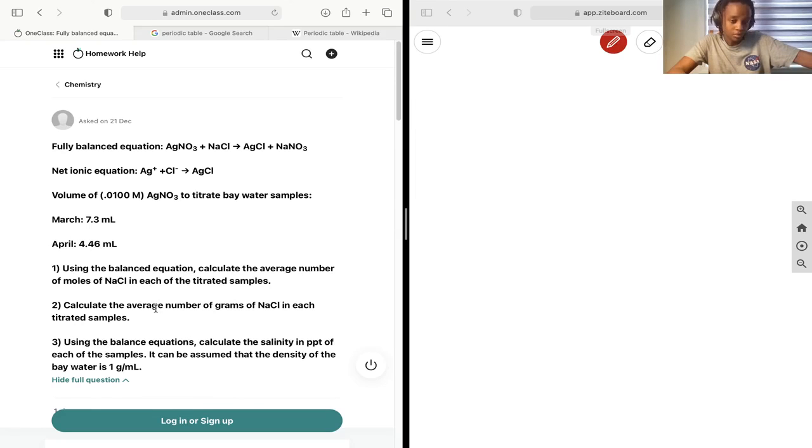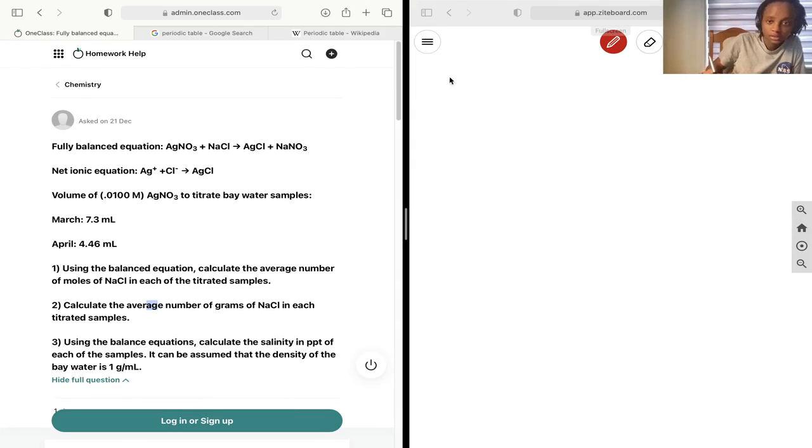Calculate the average number of grams of sodium chloride in each of the titrated samples. Use the balanced equation to calculate the salinity in parts of each of the samples. It can be assumed the density of bay water is 1 gram per milliliter. So let's just get into it.